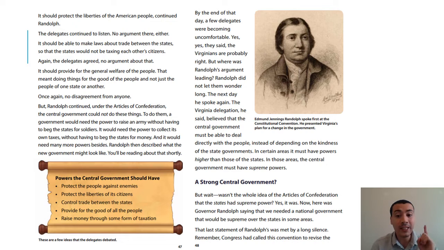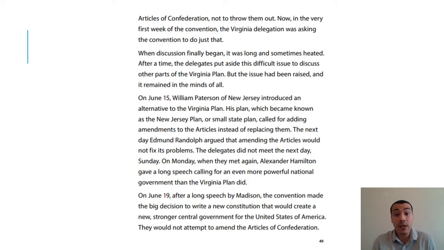Remember, scholars had called the convention to revise the Articles of Confederation, not to throw them out. In the very first week of the convention, the Virginia delegation was asking the convention to do that. When discussion finally began, it was long and sometimes heated. After a time, the delegates put aside this difficult issue to discuss other parts of the Virginia plan, but the issue had been raised, and it remained in the minds of all.